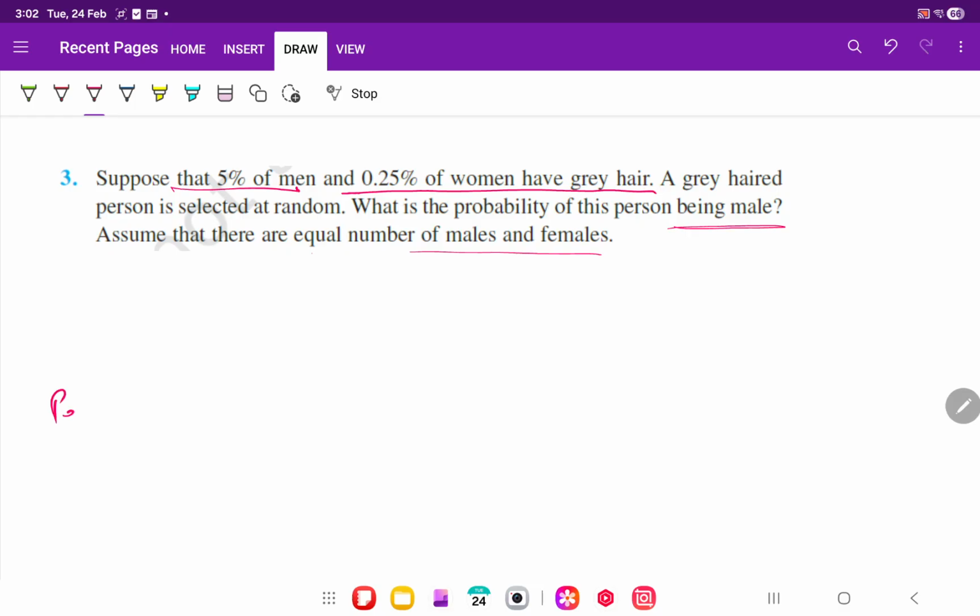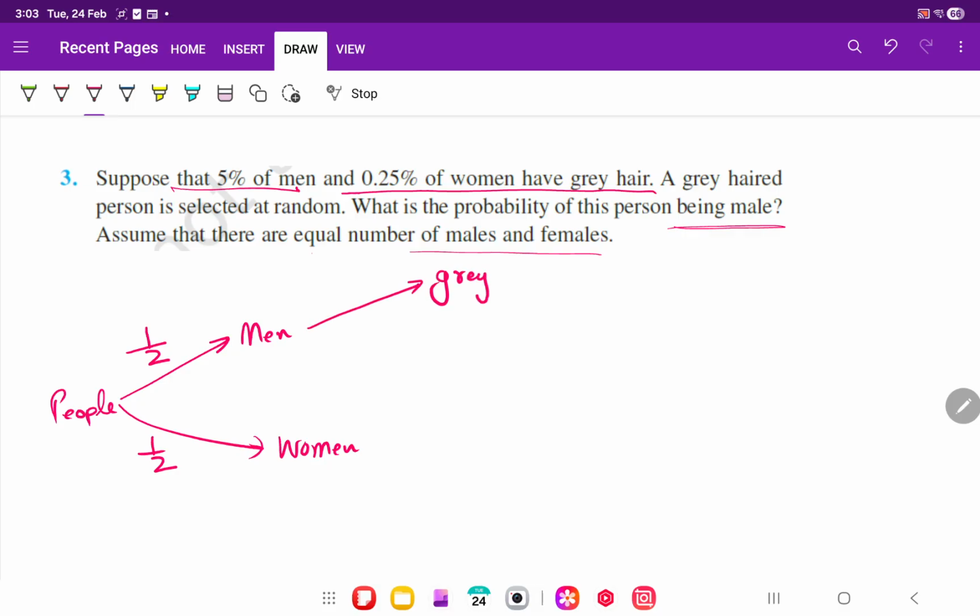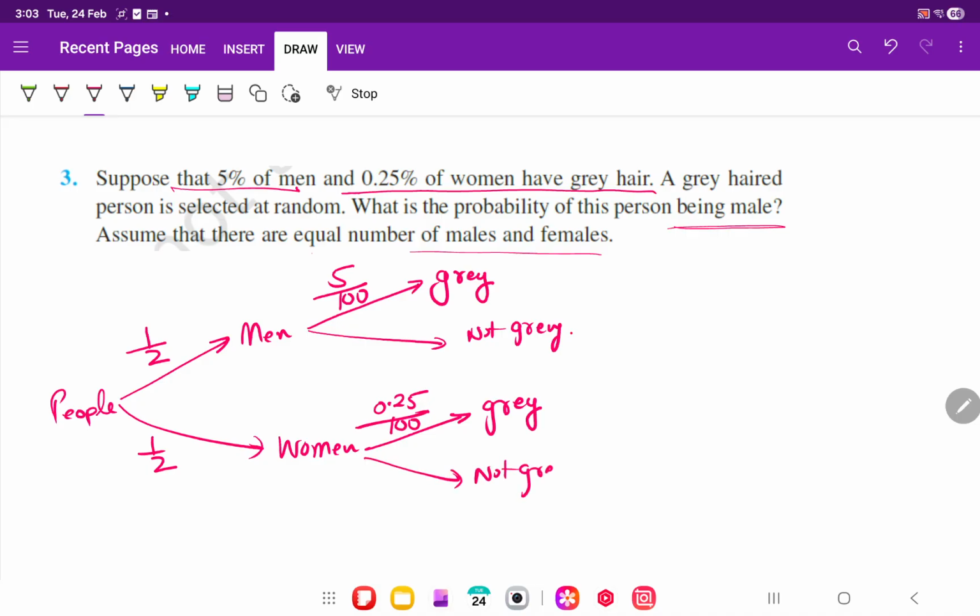So here, let me write how many people there are. There are equal numbers of men and women, that's what they are saying. Equal means half probability. Out of men, how many have gray hair? 5%. The remaining will be not gray. We are not interested in not gray, so I will not write it. For women, only 0.25% have gray hair. We are not interested in the not gray, no need to write.